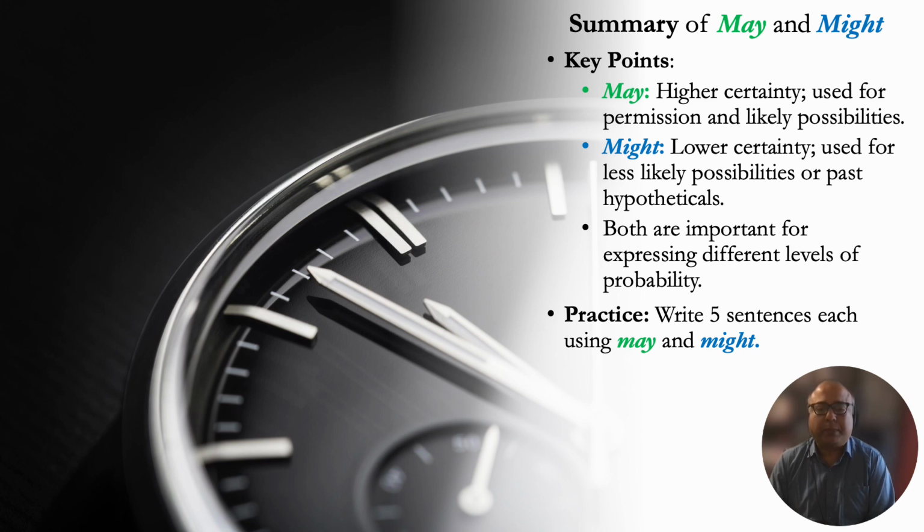Now, to wrap this up, write 5 sentences, right? Be creative. Use your imagination. Sit down, grab a piece of paper and pen or your laptop or tablet. Write 5 sentences, and in each sentence, use either may or might. You can't use both, right? So write 5 sentences using may and might. And if you're not sure, you can always ask me questions.